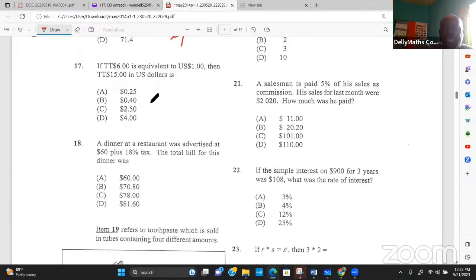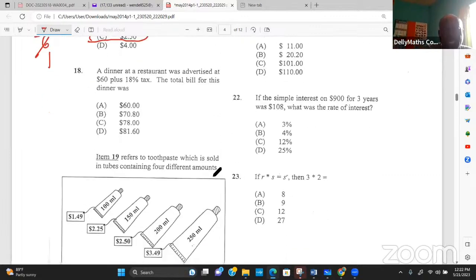All right, number 17. If Trinidad and Tobago, or TT, $6 is equivalent to US $1, then TT $15 is how much US? Well, definitely, I'm going to just divide my 15 by 6. So you want to do regular division. 6 into 15 gives me 2, and a remainder 3, then I'll definitely put 3 here. And then that means I'm going to get a 5. So I'm looking for $2.50. I'm seeing $2.50 right there. Just straight, quick division, and you go.